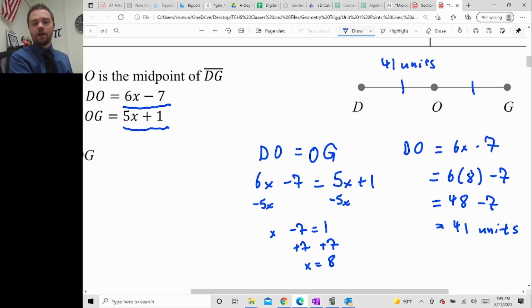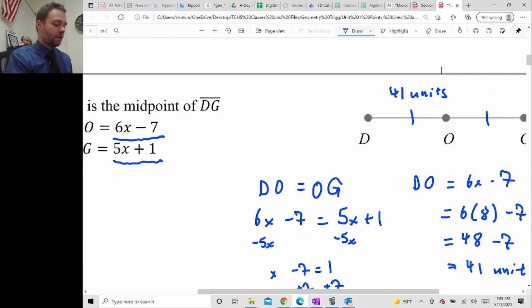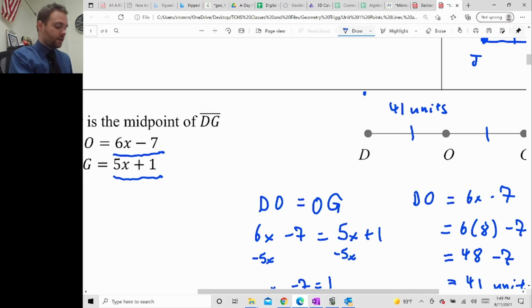They didn't specify whether it was centimeters, inches, or whatever. It just tells us that the value is 41. So if we measured it with their standard of measurement, it's 41 units. But that's only the length from D. So that's only this length here.